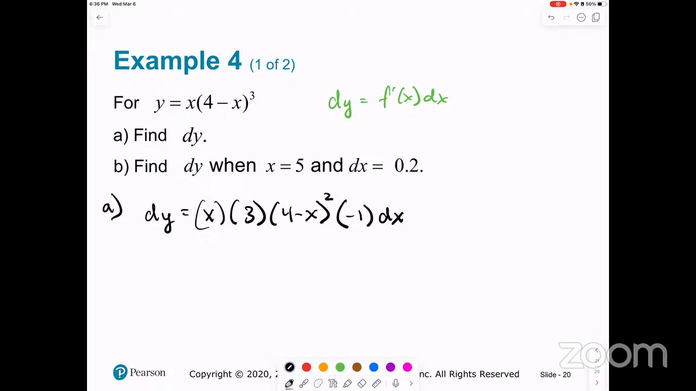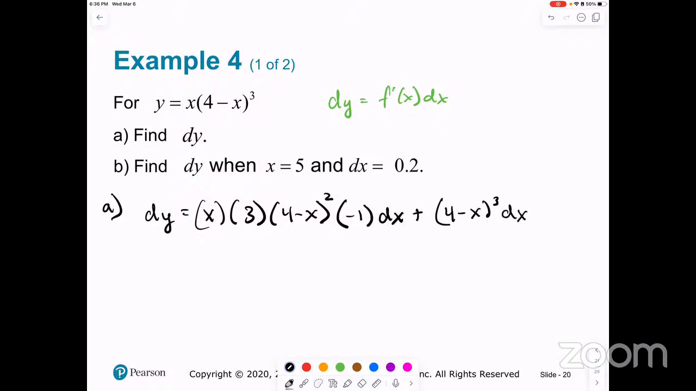So we said the first times the derivative of the second. Now we're going to say plus the second times the derivative of the first. So the derivative of x is a 1, but because we took the derivative, again, we're going to put dx. Okay.